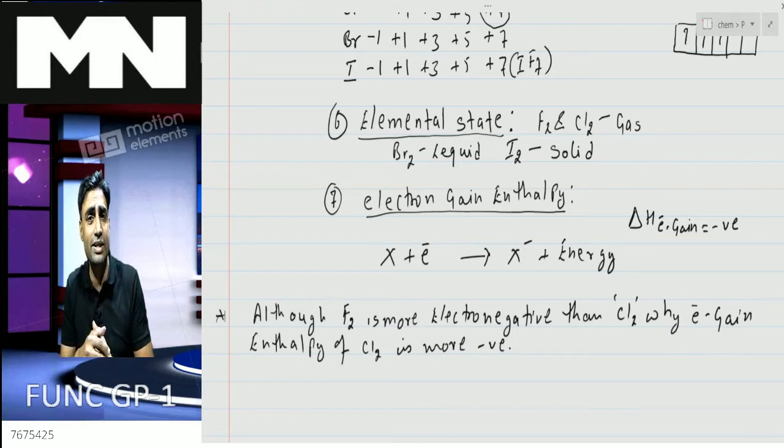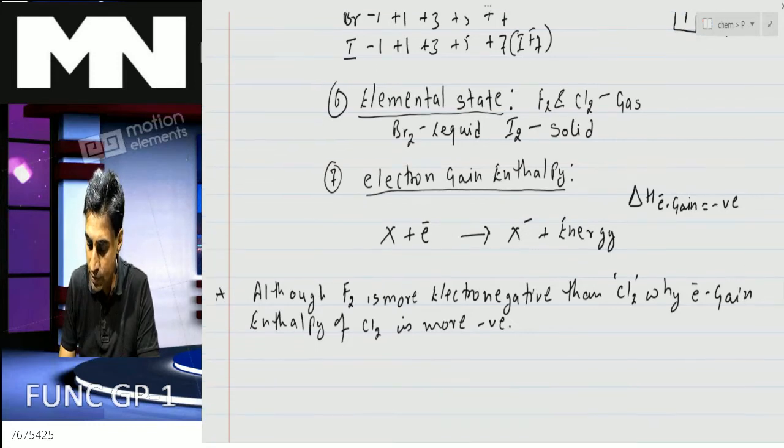Although the nucleus is attracting the incoming electron to a very large extent, there is also a prominent repulsion between the incoming electron and the electronic cloud. So due to that repulsion, a lesser amount of energy is given out. Chlorine does not have such a denser electronic cloud. So in chlorine, when we add an electron, the nucleus simply attracts it. No doubt the attraction is not as strong as in the case of fluorine, but there is no repulsion between the incoming electron and the electronic cloud. So since there is no repulsion, the energy which is given out is more than that of fluorine. So although fluorine is more electronegative, the electron gain enthalpy of chlorine is more negative than fluorine.